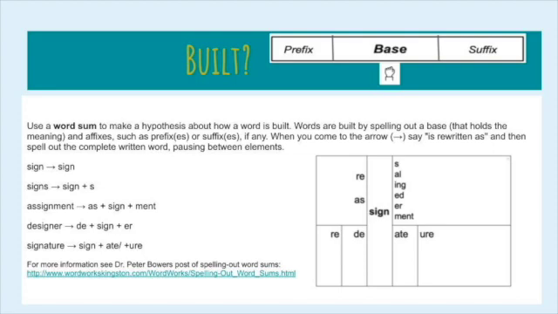Next, we want to explore how sign is built. We believe sign is a base with no affixes. We can take time to explore the rest of the word family using word sums and constructing a matrix.